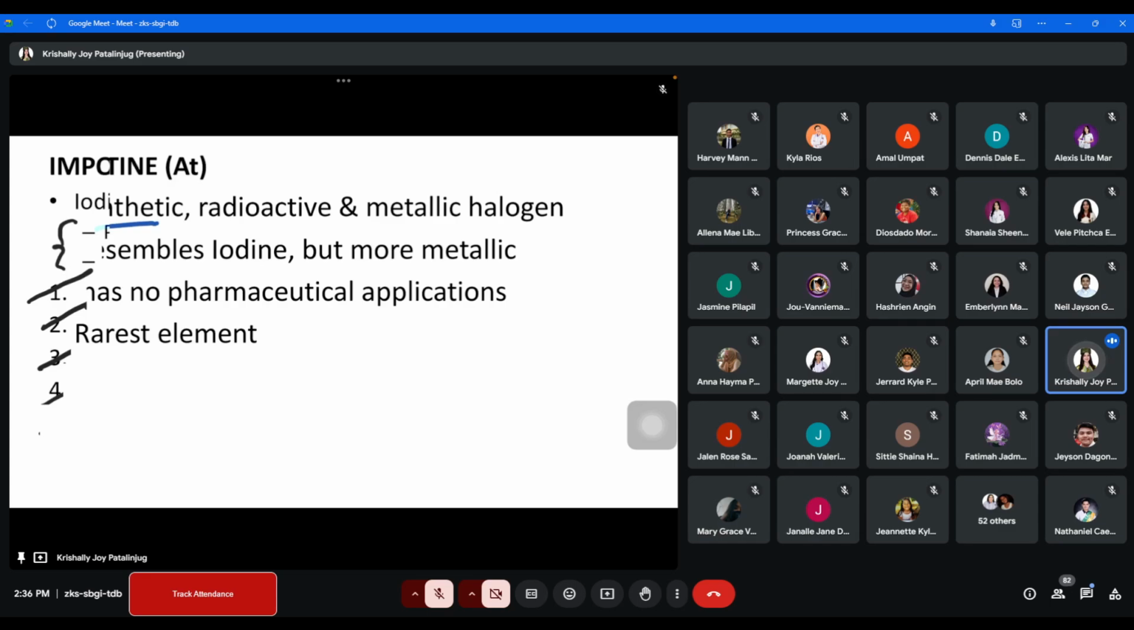And finally, astatine, it's the metallic halogen, a radioactive one, and synthetically produced yung astatine. It resembles characteristics ng iodine and no pharmaceutical uses at all.